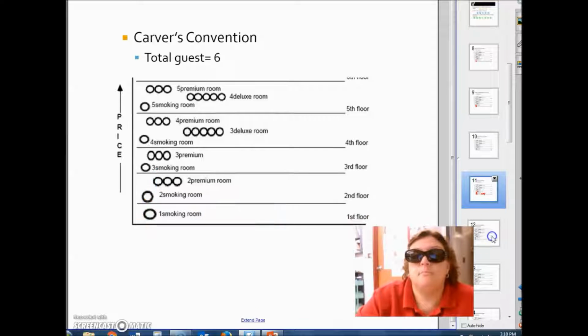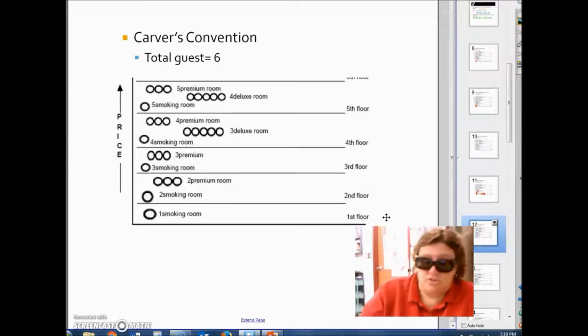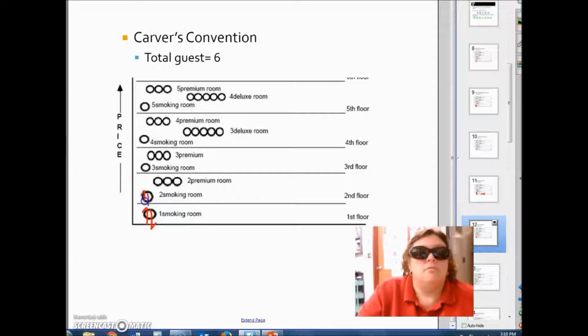The Carver's Convention, 6. We have 1, 2, 3, 4, 5. Now, Hund's rule says we don't double up until we have to. So where am I going to put this next electron? Is he going to go in here with this guy, or are there additional rooms? You're right, there's additional rooms. So he goes here. 1S2, 2S2, 2P2.